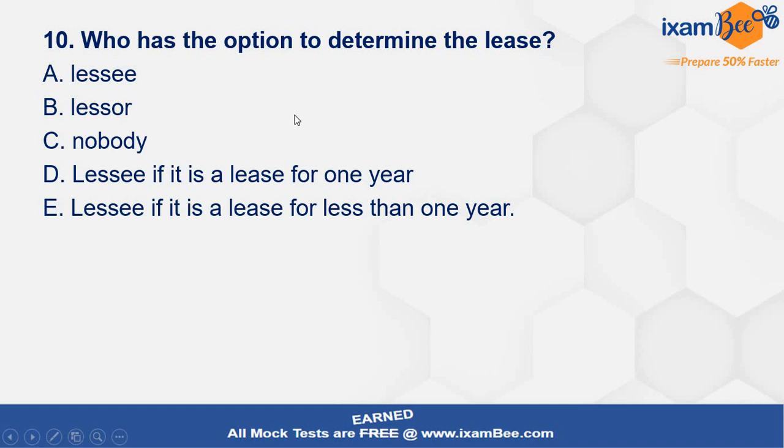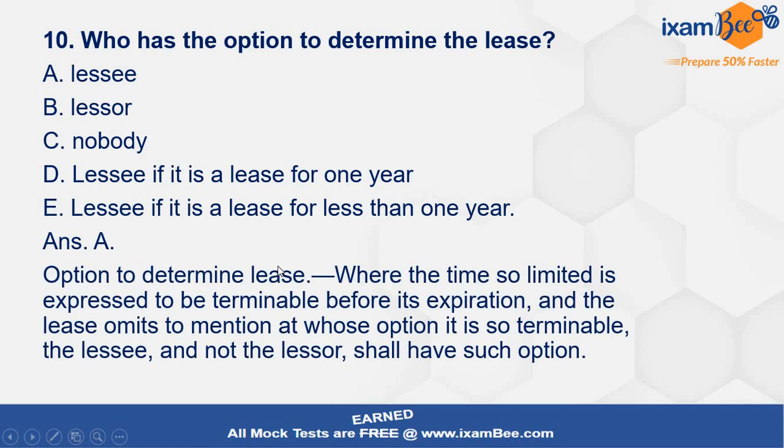किसी के पास भी नहीं होगा तो लीजी के पास होगा, लीजर के पास होगा, या फिर लीजी के पास होगा whenever the lease is for 1 year, लीजी के पास होगा if the lease is for less than 1 year. So out of these you have to choose the best option, and yes, we do have direct provision for this as well. So that's why the correct option is leasee, option to determine lease, where the time so limited is expressed to be terminable before its expiration. Obviously terminable before expiration होगा, expire होने के बाद तो किसी को option देने की ज़रूरत ही नहीं है.